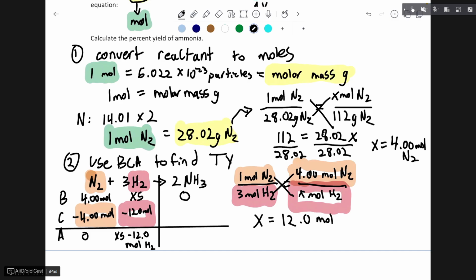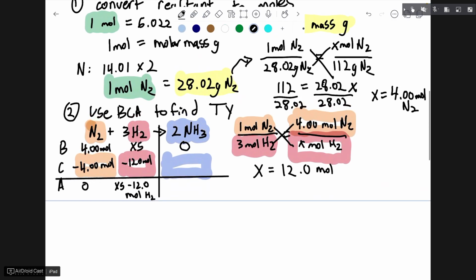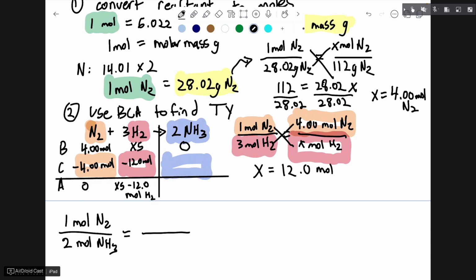So finally, let's get to the last part here. Running out of colors, I'll use this darker blue as opposed to the lighter blue I used earlier. So if I want to find the change in NH3, I could follow this exact same process. This is called a mole ratio. So if I look at my balanced chemical equation, it says if I have 1 mole of N2, then I have 2 moles of NH3. I'm going to set that equal to the change section. In the change section, I'm actually using 4.00 moles of N2. So we can figure out how many moles of NH3 we need to do the reaction.